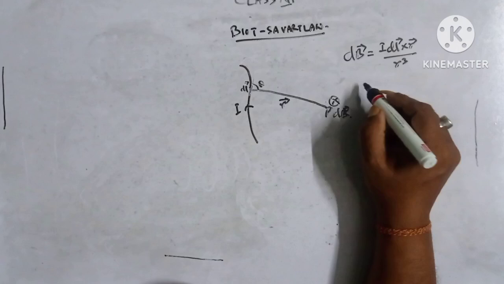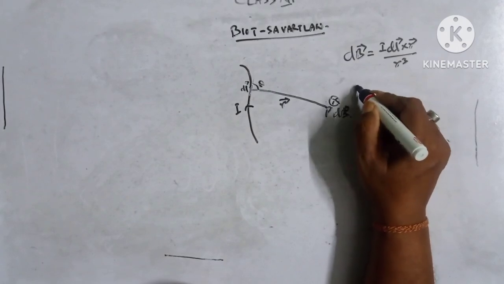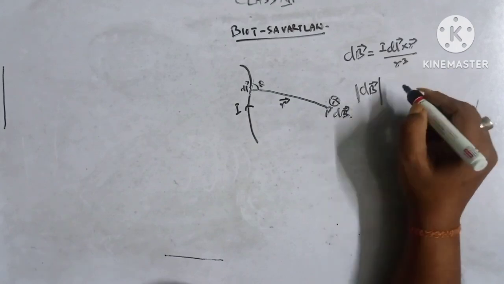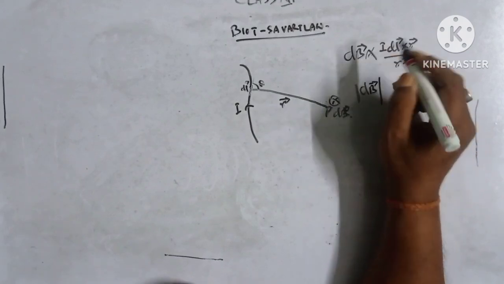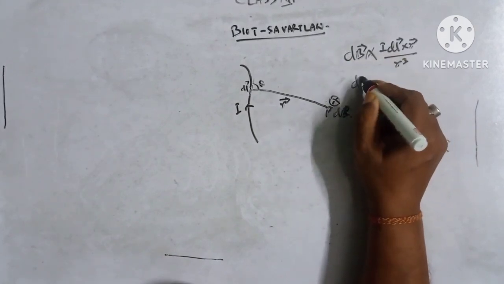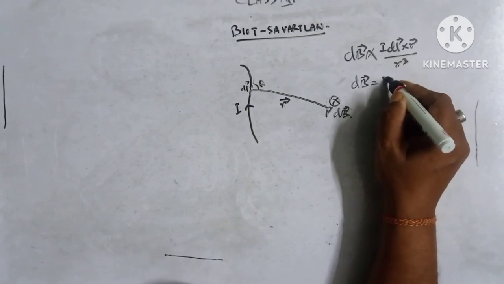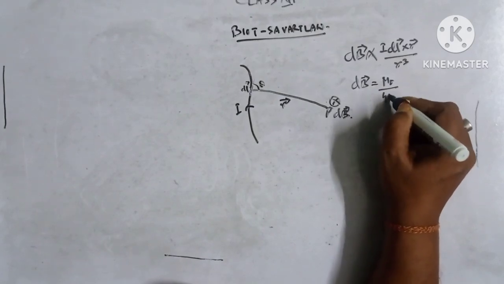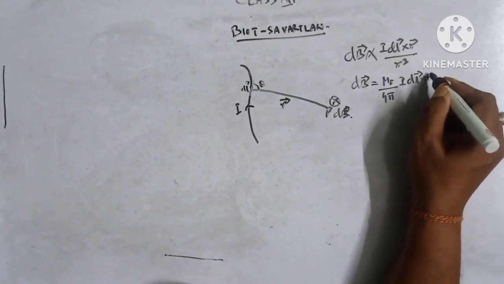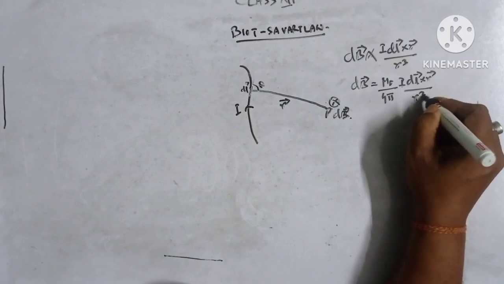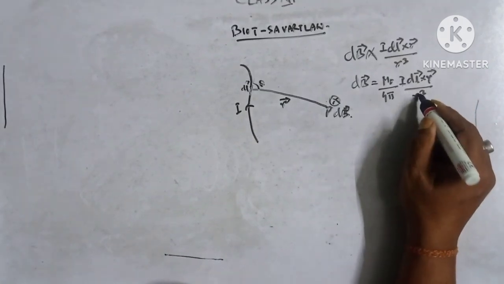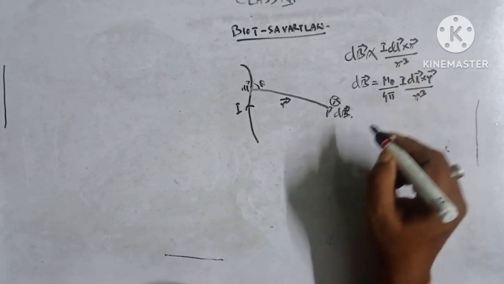Now if you move to the magnitude, let us take the dB vector magnitude. Sorry, this is proportional, according to the Biot-Savart law. So your dB vector will equal some constant mu naught by 4 pi times I dl vector cross r vector divided by r cube. This is your vector.